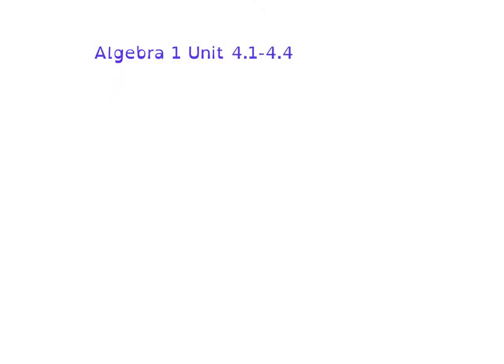So your Unit 4.1 to 4.4 is going to be 50 points. It's considered a quiz. It doesn't cover all of Unit 4, only the sections that we just did, 4.1 to 4.4. The first four types of questions, so part 1, asks: is the given a linear function?